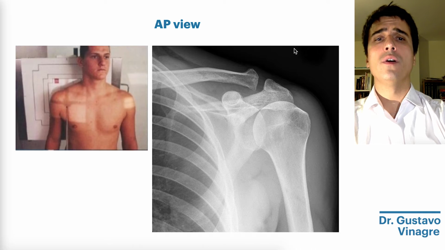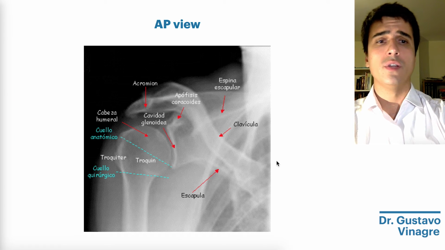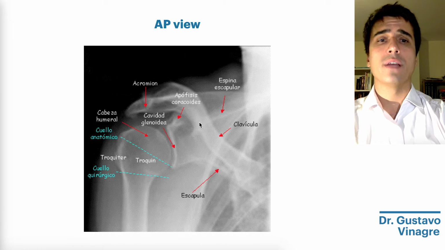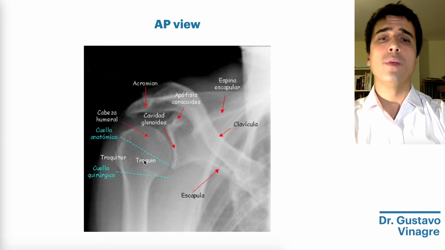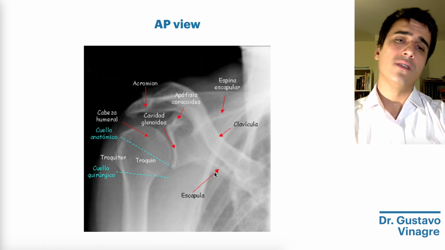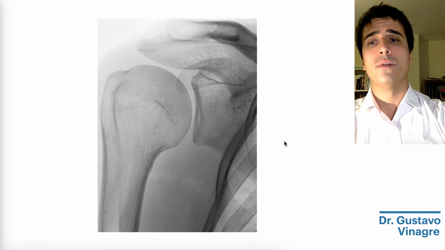So let's move on. Here you can see an AP view. It's a view to get an overall impression of the shoulder. You can see the clavicle, the coracoid, the spine of the scapula, the acromion, the humeral head, the anatomic neck, the greater tuberosity, the lesser tuberosity, and the surgical neck, as well as the scapula.